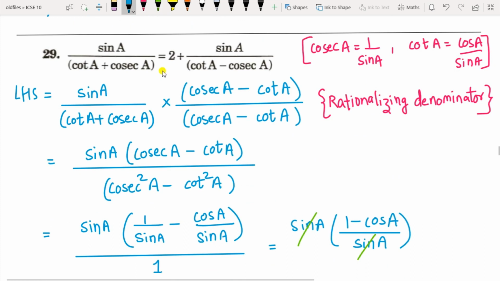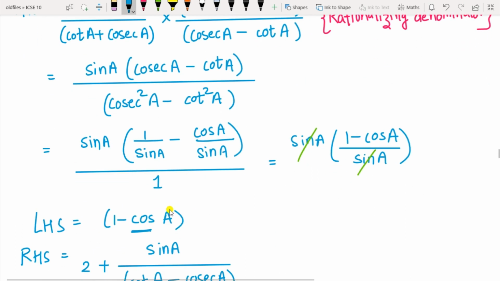Similar question here, sin A upon cot A plus cosec A, rationalize the denominator. So this will be cosec minus cot, I have written here. You can write here cosec plus cot, because the formula is cosec square theta minus cot square theta equal to 1. So this becomes A plus B, A minus B here. Okay, and in the numerator for the cosec you write 1 upon sin A, and for cot you write cos upon sin, and the denominator becomes 1 as per the Pythagorean identity.